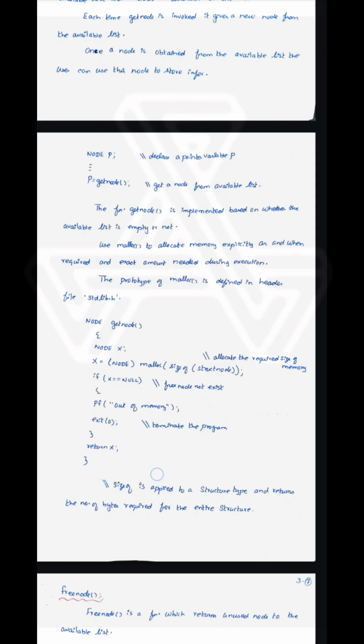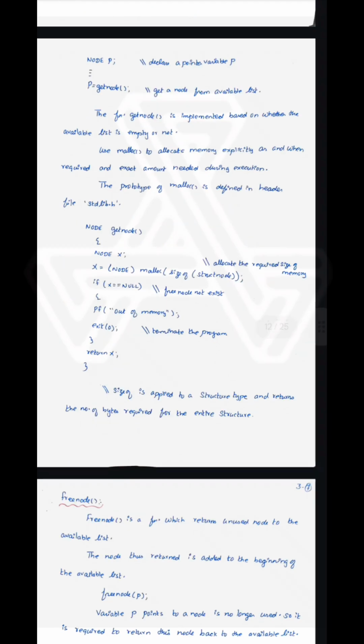Then, node get node: x equals malloc of size of struct node. Then if x equals null, free node does not exist; printf out of memory, exit(0), terminate. Otherwise return x. The sizeof is applied to the structure type and returns the number of bytes required for the entire structure.